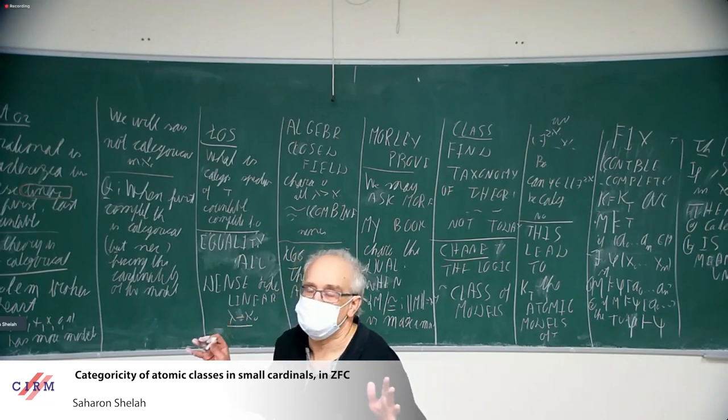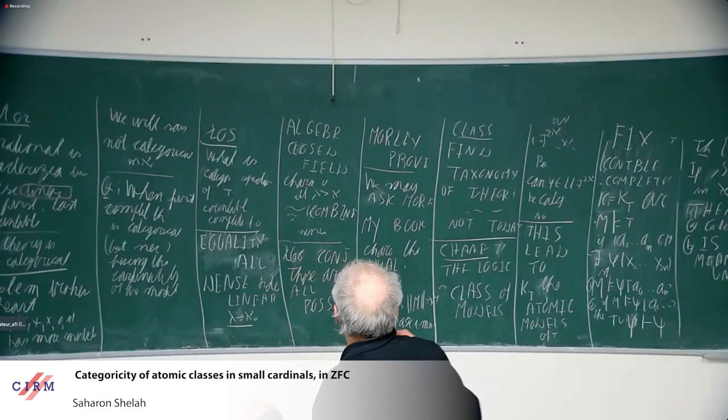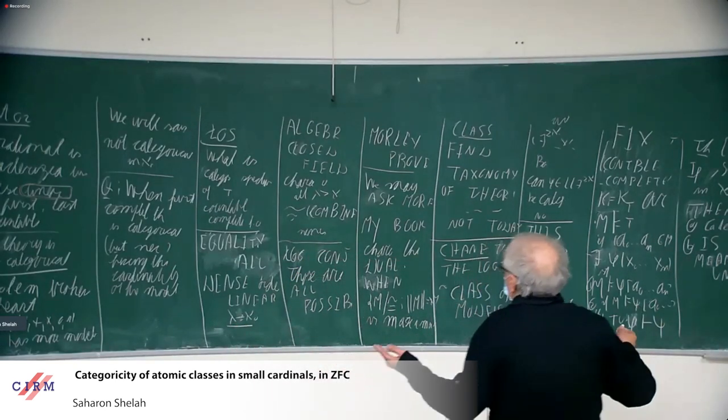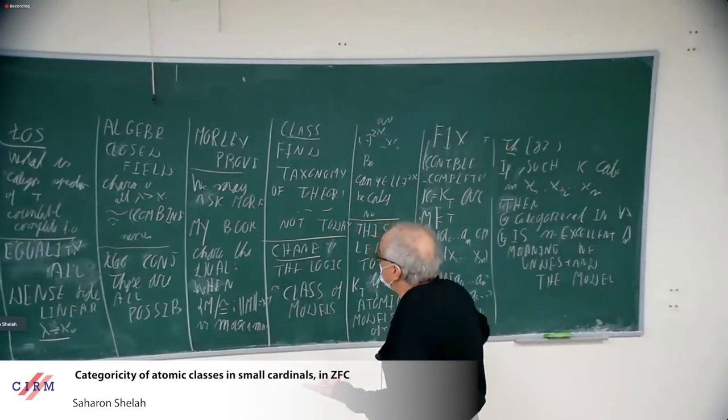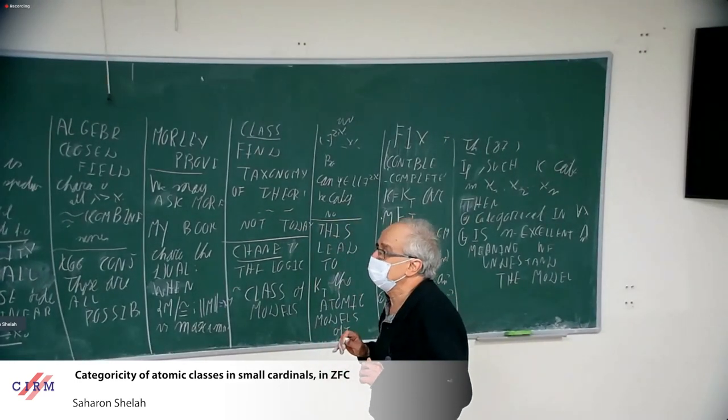Is this now clear? Yes, it's clear. Thank you. Yes. So this is reasonably class. On some point, you say first order atomic. Well, but the model theory is quite different.